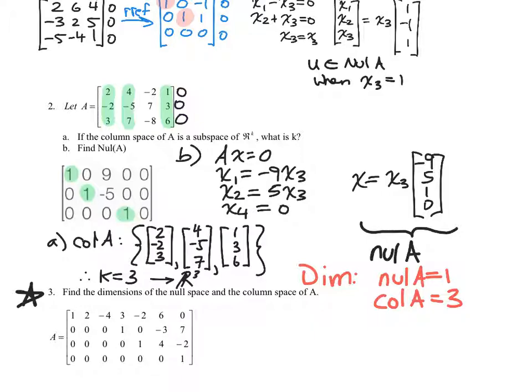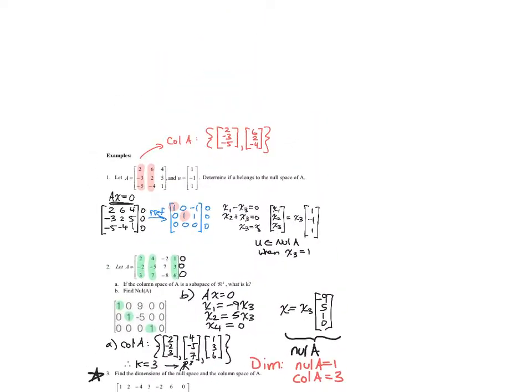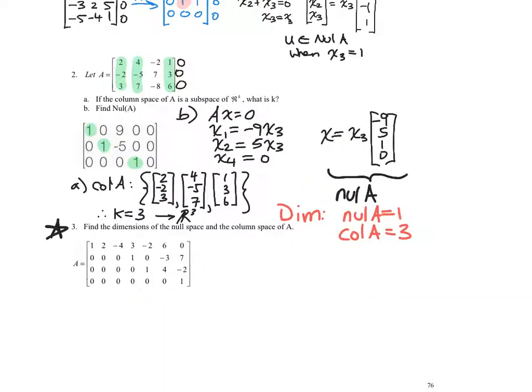All right, so then we're on page 76. It's saying find the dimensions of the null and column space for A. All right, so we know to find the column space, we just need to identify the pivots. So that's what we'll do.